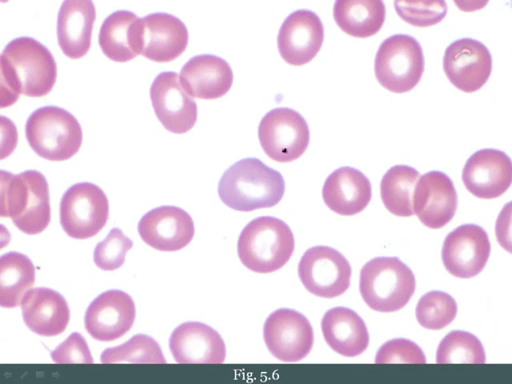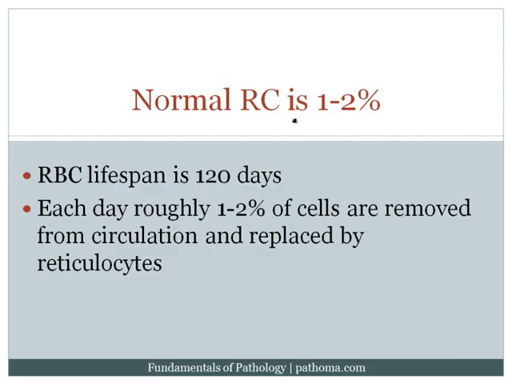Reticulocytes look like this. Here's a red blood cell smear, and you can see that there is this one cell that's just a tad larger than the others, and that has this bluish hue to its cytoplasm. And again, the bluish hue is due to the presence of RNA within the cytoplasm. It's important to know why the reticulocyte looks blue. Now, normally, the reticulocyte count in the peripheral blood smear is about 1 to 2%. Each day, about 1 to 2% of cells are removed from the circulation and replaced by reticulocytes.